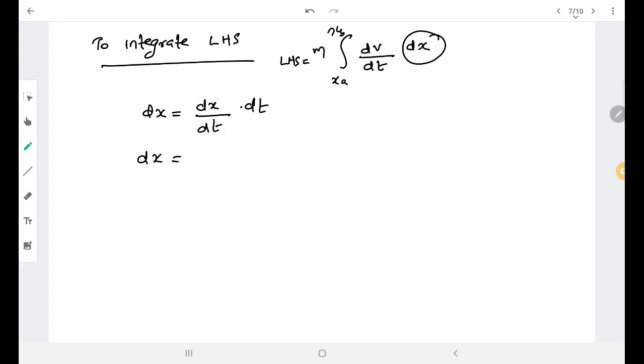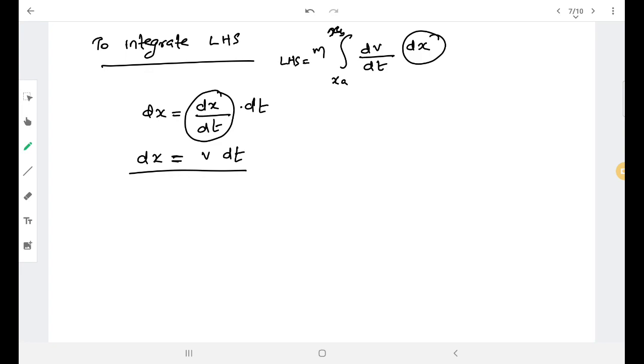Now here we can use an equation. What is dx/dt? The derivative of position is velocity. So instead of dx/dt, we can put v, so we can put v times dt. So dx can be replaced as v dt. Here we are substituting dx as v dt, so we are changing the x variable to the t variable. We are using a substitution method in this integration, so instead of x, we are substituting t.